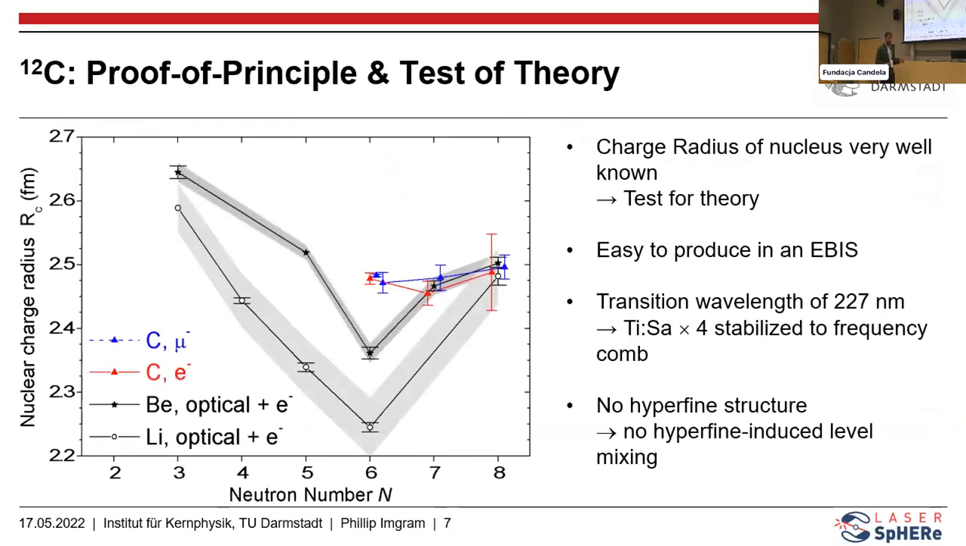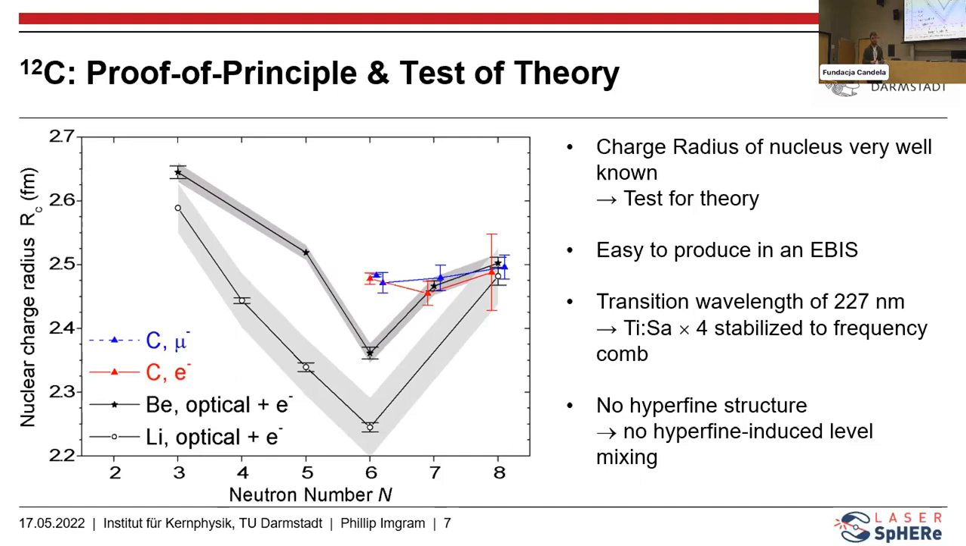Now, we didn't directly start with boron or beryllium, which we want to measure, but we start with carbon-12 because there are many good reasons for this. What you can see here is the nuclear charge radius against the neutron number, and you can also see the nuclear charge radius of lithium and beryllium. But here is the main point, which are the measurements of the nuclear charge radius of carbon-12. As you can see here, we have really nice points also from muonic spectroscopy. So this is a nice nucleus where we can start with and do a proof of principle experiment and show that the theory and also the experiment work.